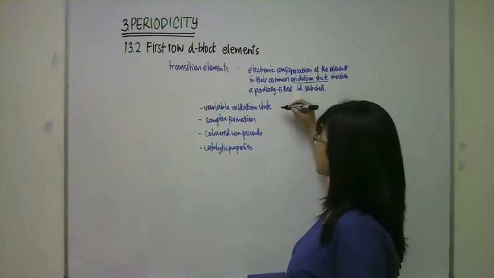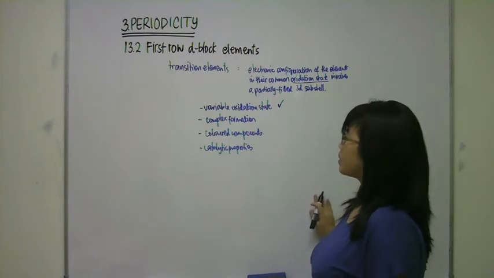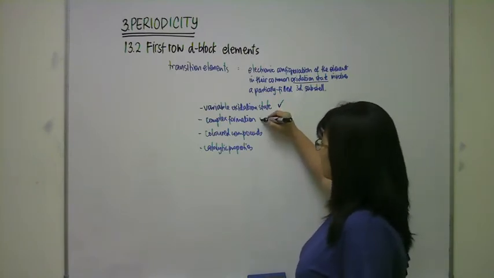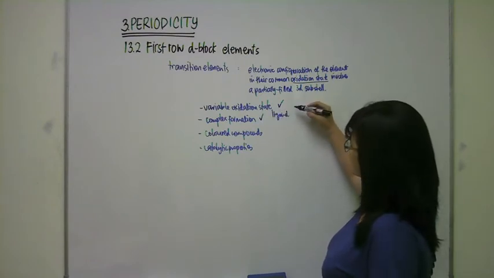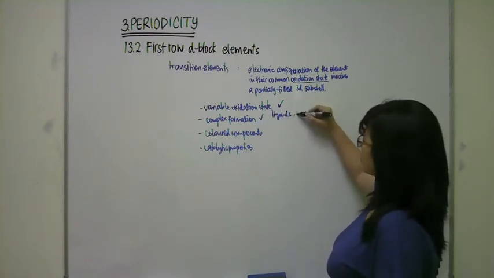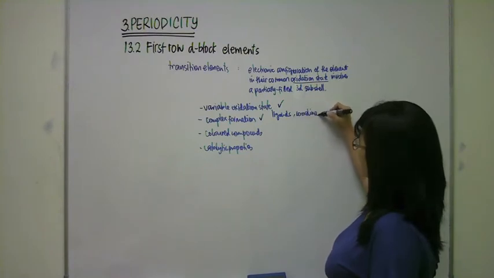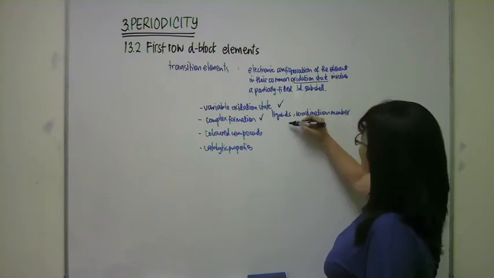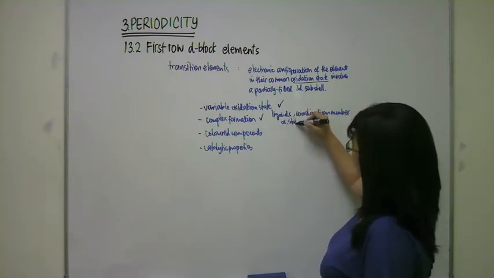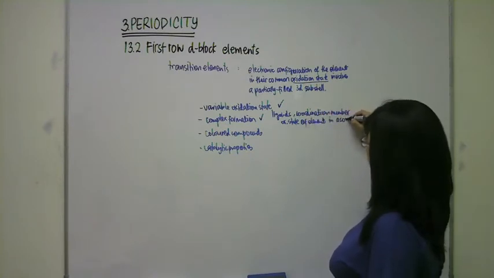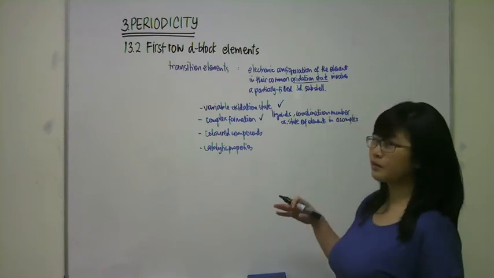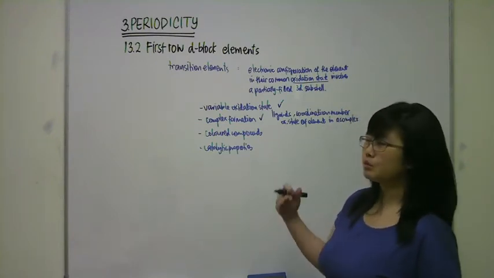So you need to be able to explain why there is a variable oxidation state, why it will form complex, and then in the complex formation you need to be talking about ligands. Okay, you need to be talking about coordination number, how to find the oxidation state of the element in a complex. So these are just some of the subtopics that you need to be explaining to them.